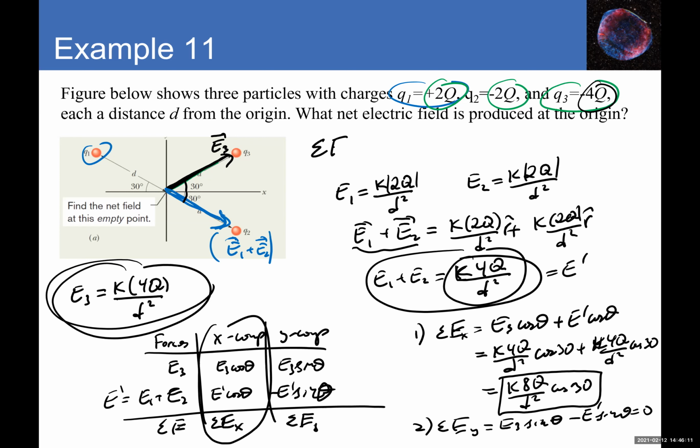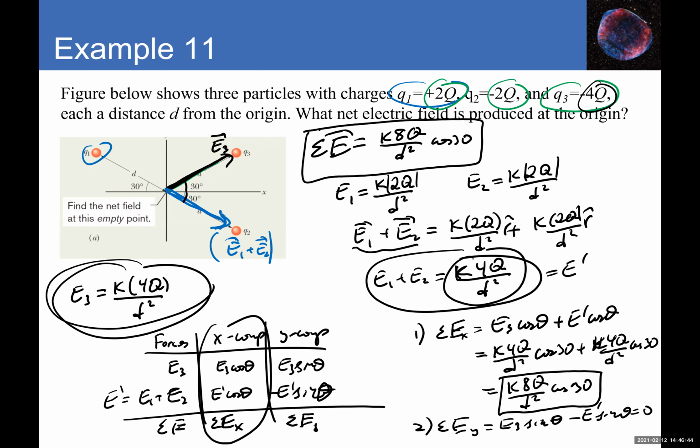So the net electric field is equal to K 8Q over D squared and cosine of 30. And if I plug in the value of cosine of 30 and the other values, I can just basically find it. But at this point, I can just basically leave it like this. The rest is just simple calculations.